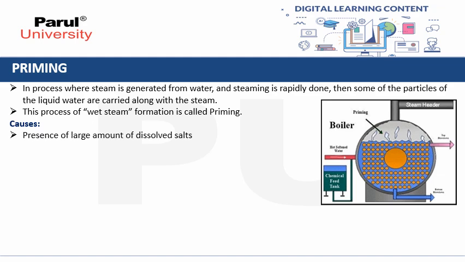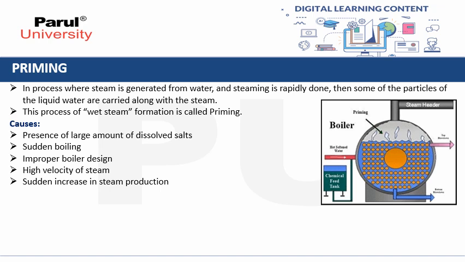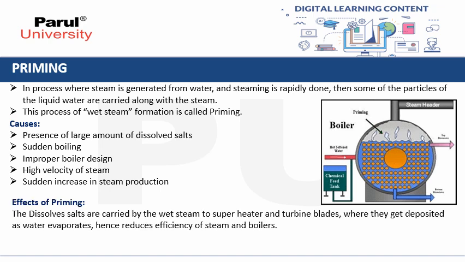The causes: the presence of a large amount of dissolved salts causes priming. Then sudden boiling, improper boiler design, high velocity of steam, and sudden increase in steam production can also lead to priming in the water. The effects of priming: the dissolved salts are carried by the wet steam to the superheater and turbine blades, where they get deposited as water evaporates, and hence this reduces the efficiency of steam and boilers.